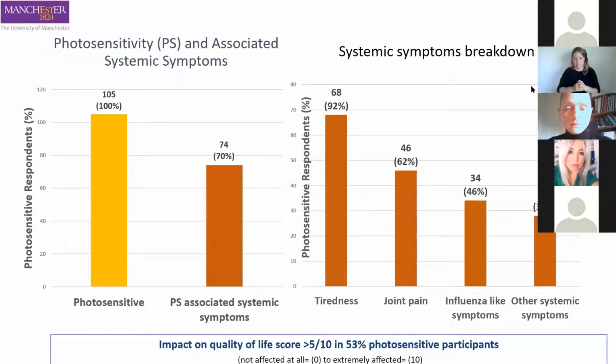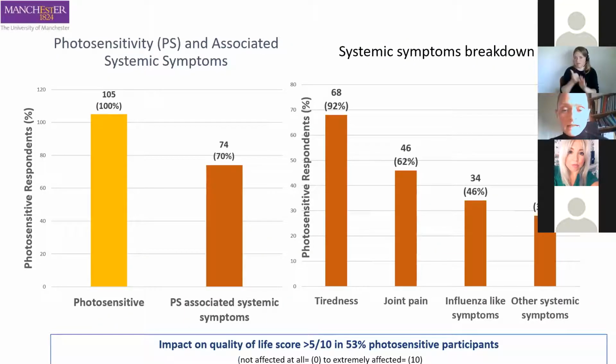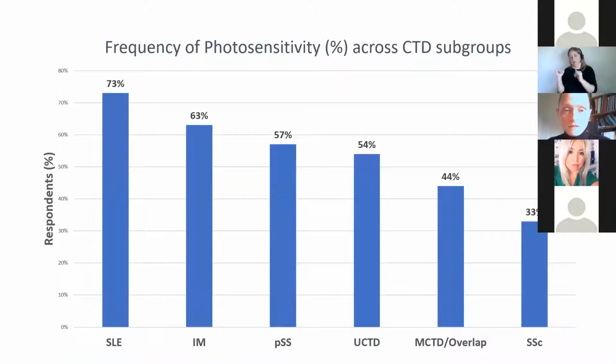Importantly, it's important to note the impact of this on their quality of life, with a large number of photosensitive patients reporting impairment of quality of life scores greater than 5 out of 10, where a score of 0 is not affected and 10 is extremely affected. As you can see, there's a substantial prevalence of photosensitivity across the entire CTD spectrum.